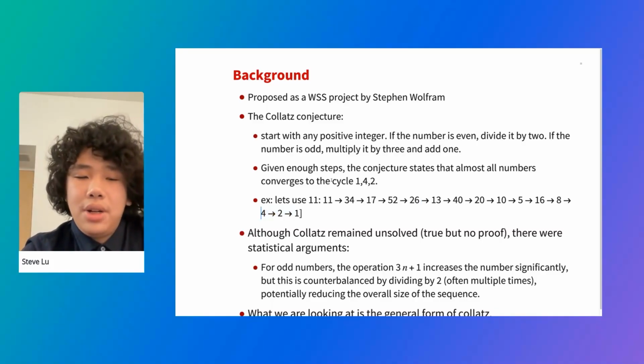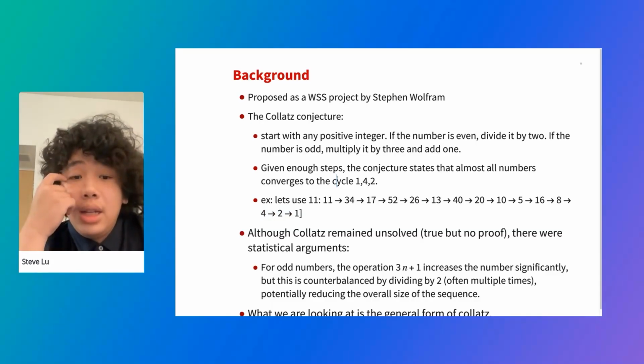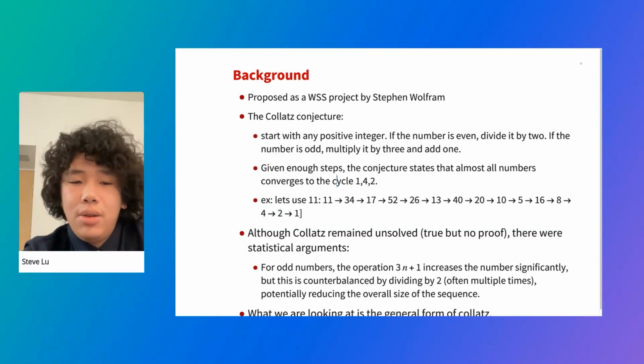And here is where the Collatz conjecture lies. The conjecture states that almost all numbers converge to this cycle of 1, 4, and 2. After 1, you jump back to 4 and then go to 2 and then 1. So this is the cycle. It basically converges to this.